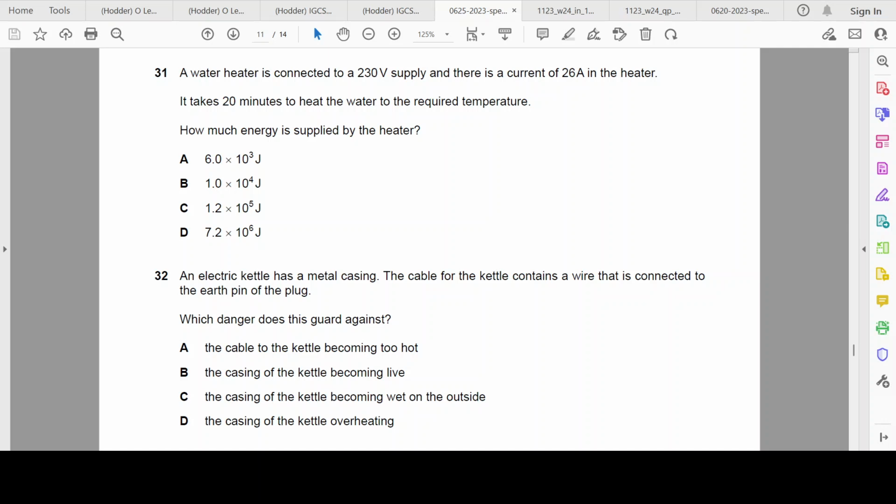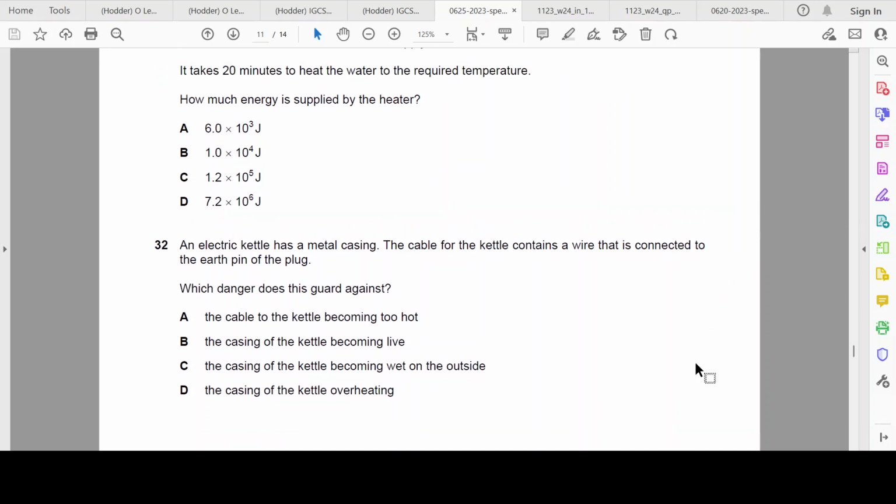7.2 times 10 to the power, yeah, so it's actually 7.176 something. If you spread it out, 7,176,000 joules. But given the options, you round it up, and so it becomes 7.2 in scientific notation, standard form. And so that's 7.2 times 10 to the power 6 joules. So that's option D.